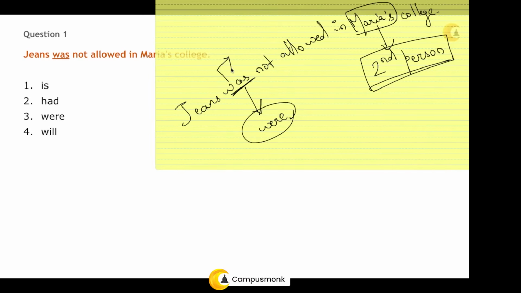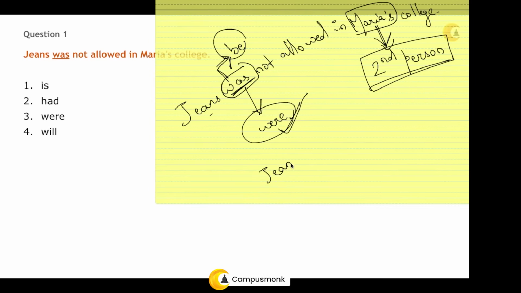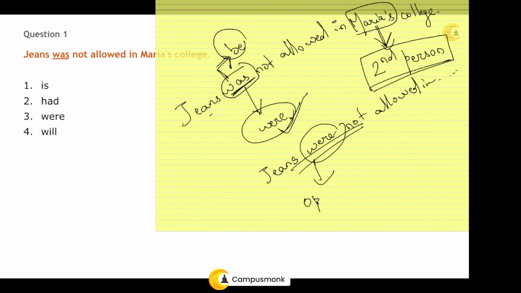Always remember, was is the past form of be. Be is the present form and was is the past form. Remember this, it's important. And over here Maria is the second person, so for a second person we use were. So what will be your statement? Your statement will be jeans were not allowed in Maria's college. Alright, so the answer is were. Was will be replaced by were. Answer is in option number 3.